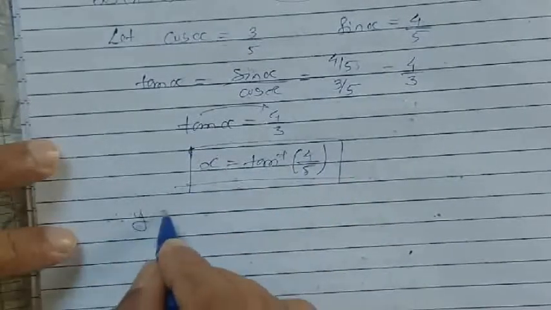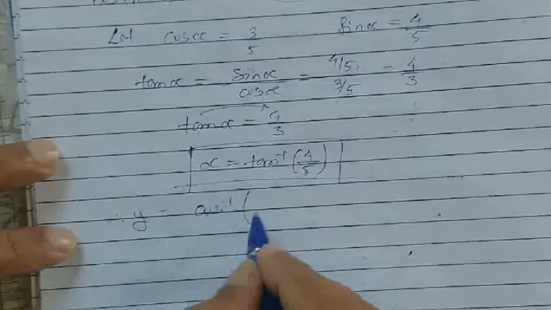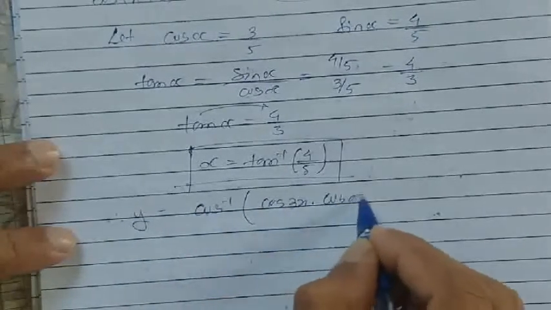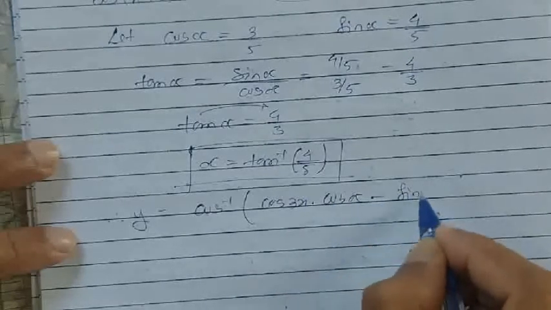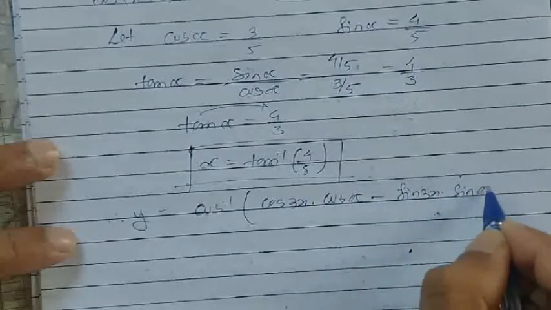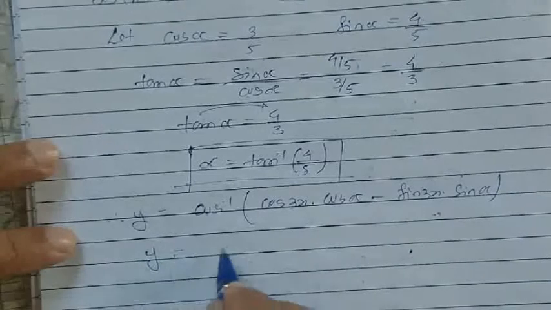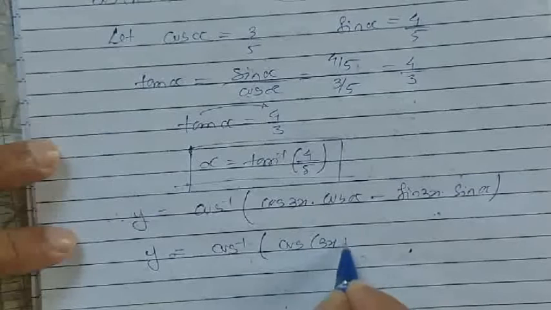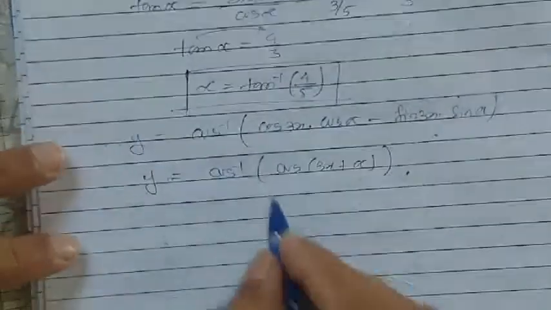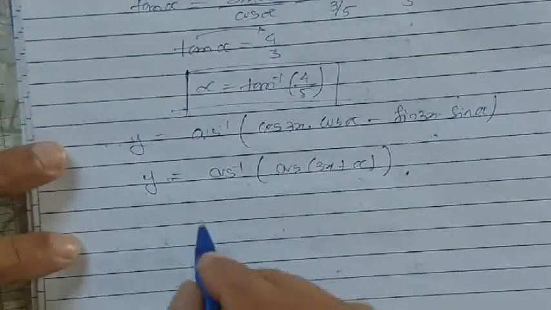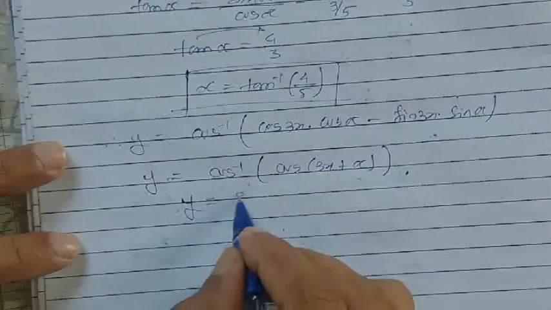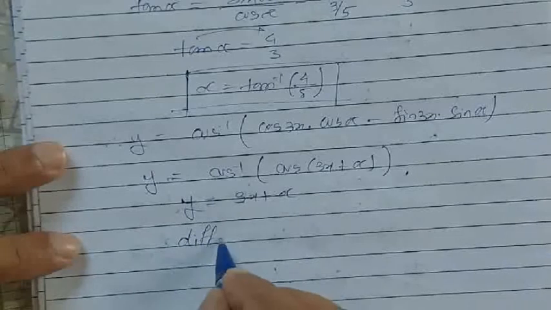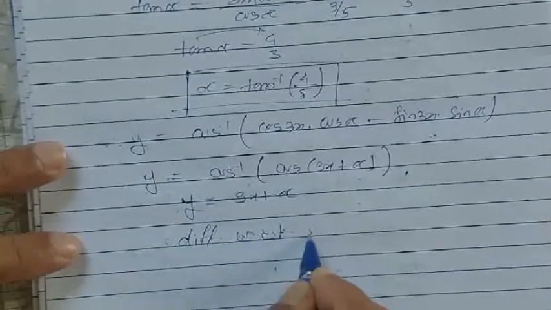So what is our y value here? Cos inverse of cos of 3x into cos of alpha minus sin of 3x into sin of alpha. So it is the allied angle formula for cos of thrice x plus alpha. So cos inverse cos cancelled each other, gives us y equal to thrice x plus alpha. We have to find here dy by dx. So differentiate it with respect to x.